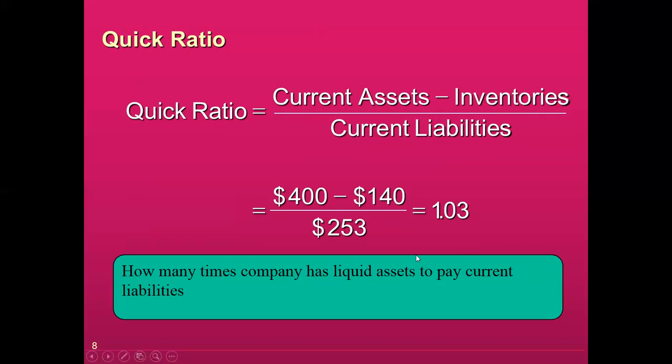So look, still company has more assets as compared to its liabilities. That's why the answer is coming 1.03. It means that company has sufficient assets to pay its liabilities.